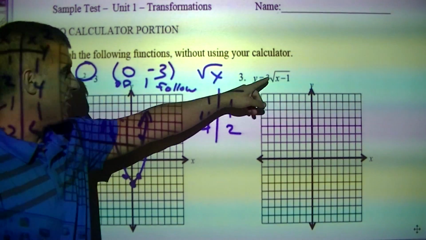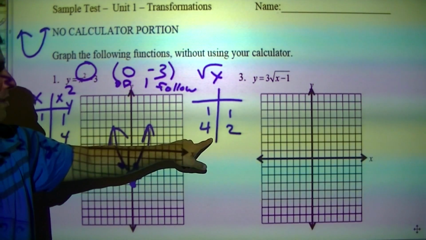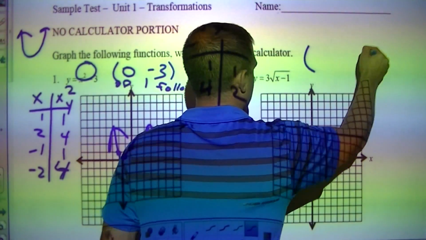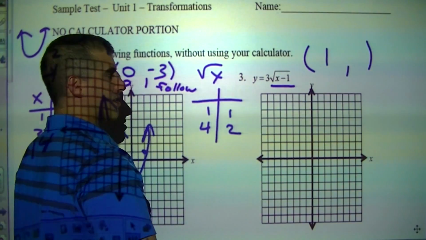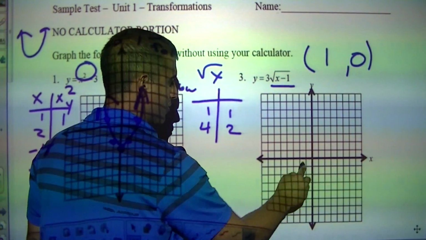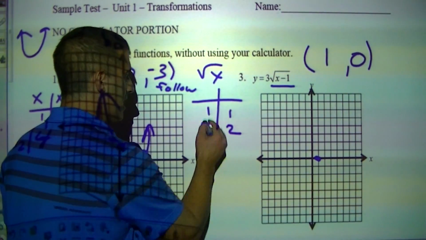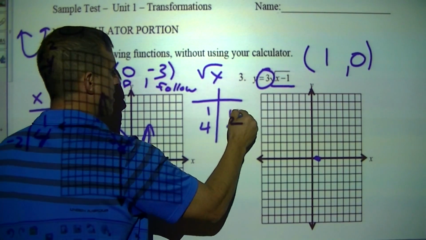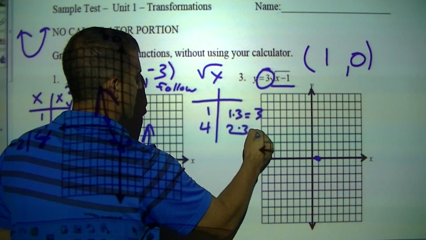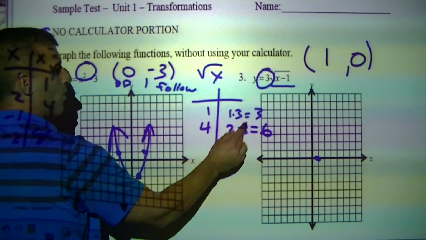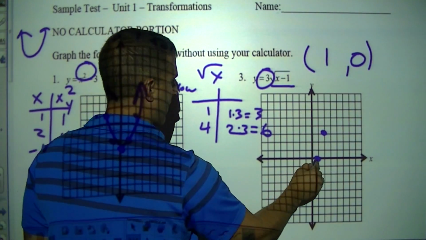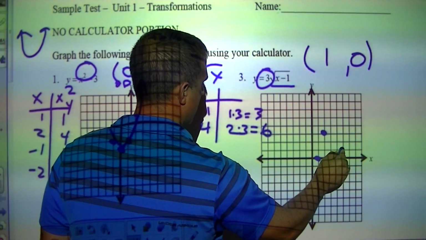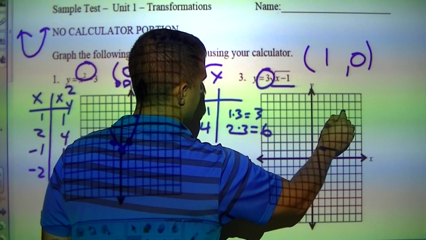Okay, square root function. Here are the amounts I'm going to use. Now my anchor point. This is on the inside, so that's going to be 1. Nothing on the outside, so 0. There's my anchor. Now, since I have this 3 here, I'm going to multiply these by 3, so it's going to be 3 and 6. So I'm graphing 1 right, 3 up. 4 right, 6 up.